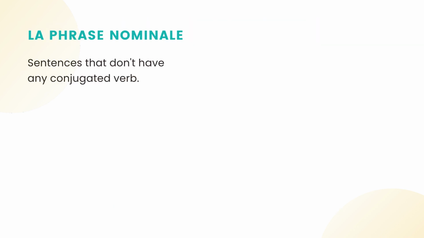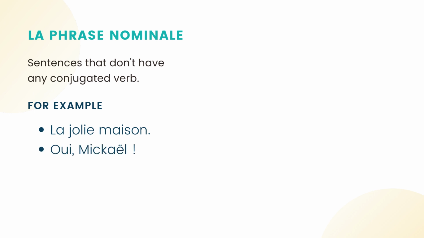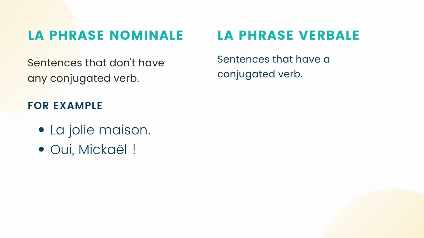So, phrase nominale, as I said, is a sentence that has no conjugated verb in it. For instance, in French, when you say something like la jolie maison, you have a bunch of words together. That's a sentence, but there's no verb in it. Or when you say something like oui, Michael, that's a sentence, but there's no verb in it. On the other hand, we have what we call la phrase verbale, a sentence that has a conjugated verb in it.